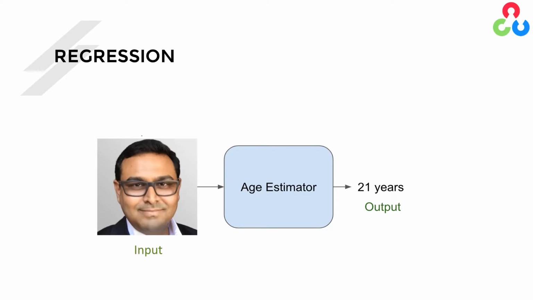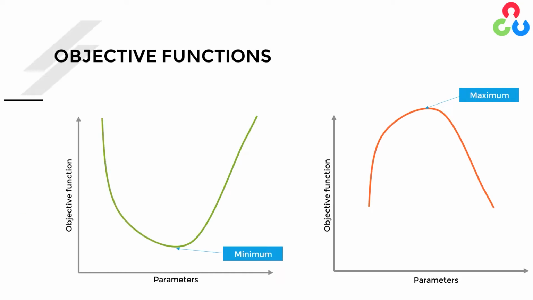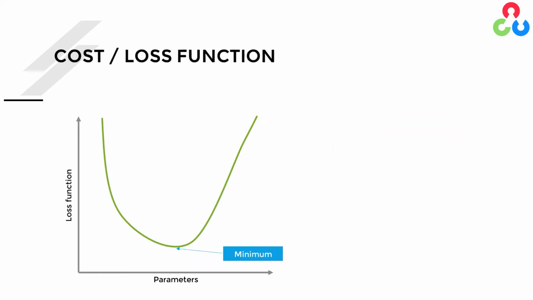As we have mentioned before, many problems in machine learning are optimization problems, where we are trying to either minimize or maximize the value of a function with respect to the parameters. The function is called the objective function. A simple example showing the objective function with respect to a single parameter is shown here. When we are solving a minimization problem, the objective function is called a loss function or a cost function.